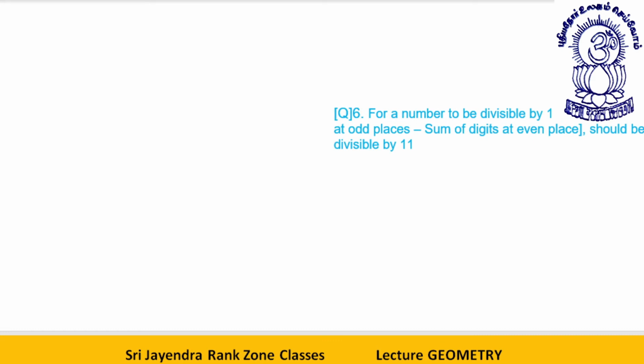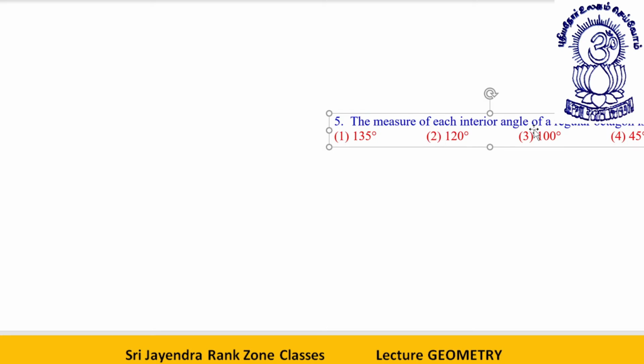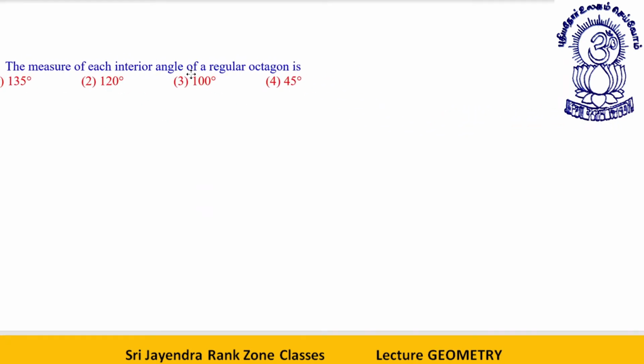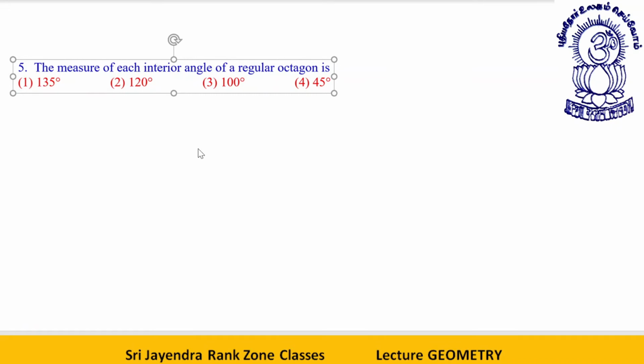Yeah, students. The next question we have is the measure of each interior angle of a regular octagon is. See, the answer is 135 degrees.